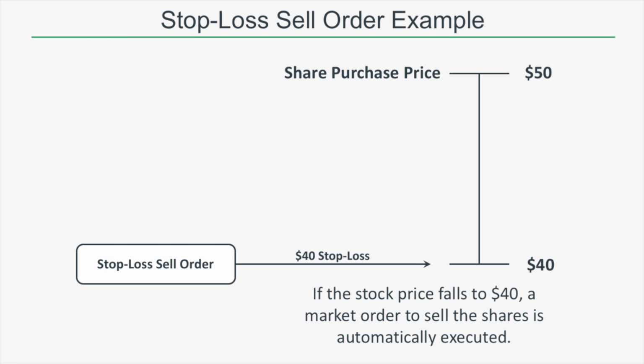Alright, let's take a look at some stop loss orders. So in this example, we're looking at a stop loss sell order, which you would use when you want to sell an asset when it reaches a certain price. So let's say you bought some shares of stock for $50 per share and you want to cut your losses if the shares trade down to $40. So to do this, you could route a stop loss order to sell the shares when the shares hit $40. So if you route this stop loss sell order, if the stock price falls to $40, a market order to sell the shares will automatically be executed and you'll be selling those shares at whatever the current market price of those shares is.